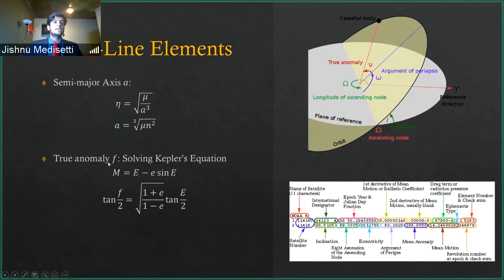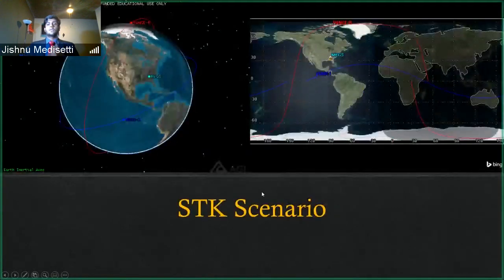Our true anomaly is a little bit more complicated. You use the mean anomaly given by our TLE and solve Kepler's equation for a geometric parameter E. And this is done using a numerical method like Newton iteration. And once we get E, we plug that into this equation here to solve for our true anomaly F. All right, and so we take all these orbital elements and we put them into our STK scenario.